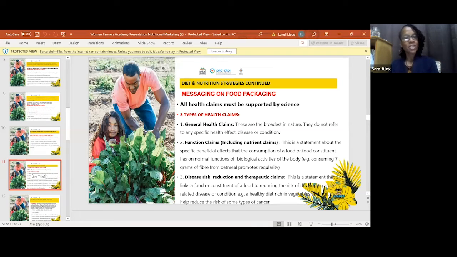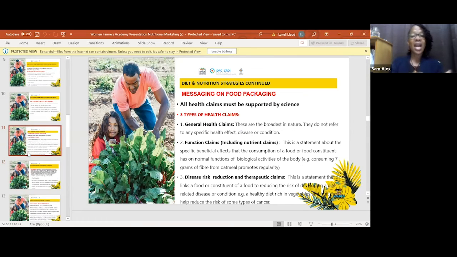And then last but not least, there's the disease reduction and therapeutic claim, which is a statement that links a food or a constituent of the food to reducing the risk of developing a diet-related disease or condition. Example, a healthy diet rich in vegetables and fruit can help reduce the risk of some types of cancer. So these are the different categories of claims that you can put on your food packaging, and not just on your food packaging, but as we go to the next slide, you will learn another medium. These messages can go throughout the marketing mediums that we are going to be exploring over the next few slides. So let's move to the other one.